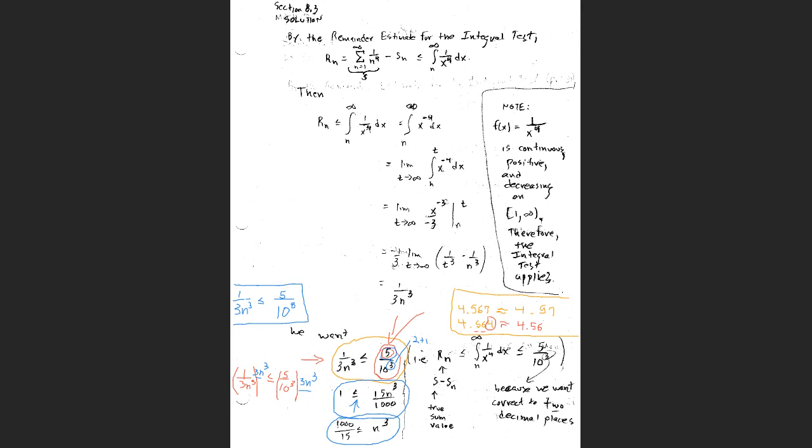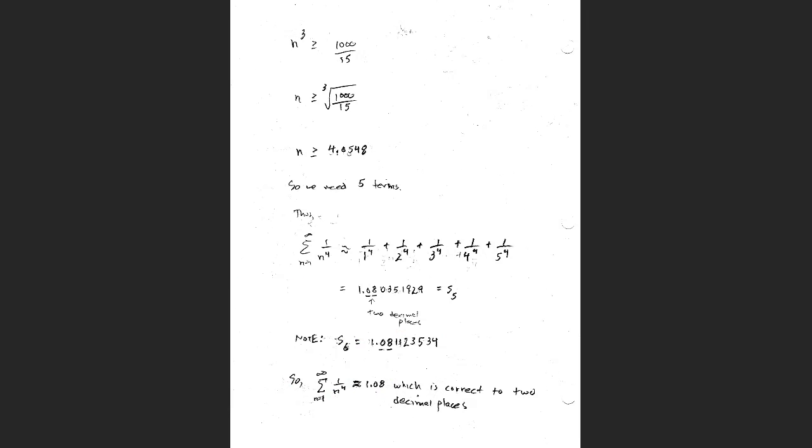And I'd like to move to the next page if we're good. Are we good so far? All right, let's continue here. So n cubed, I'm rewriting it so that the variable's on the left side. N cubed is greater than or equal to 1,000 over 15, which means n is greater than or equal to the cube root of 1,000 over 15, which means n is greater than or equal to 4.0548.